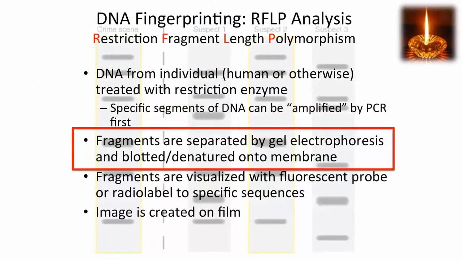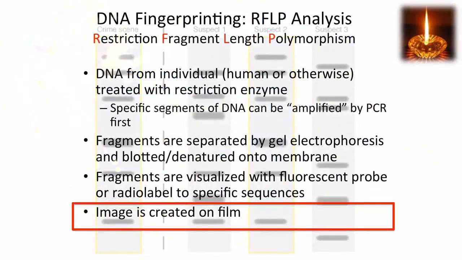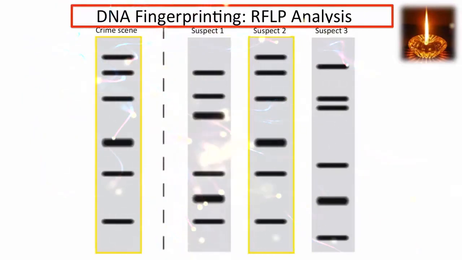Fragments are separated by gel electrophoresis and analyzed by staining or by transferring onto a membrane and probing with specific nucleotide sequences. The fragments are visualized by fluorescent probes, or by radiolabel, targeted to specific sequences, and images are created on film or in electronic format. This is a DNA fingerprint using RFLP analysis.